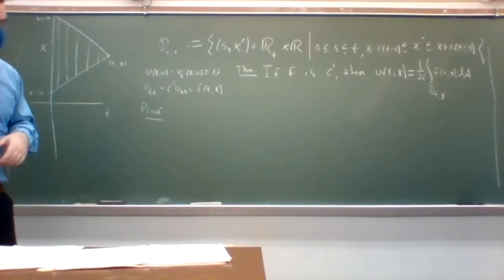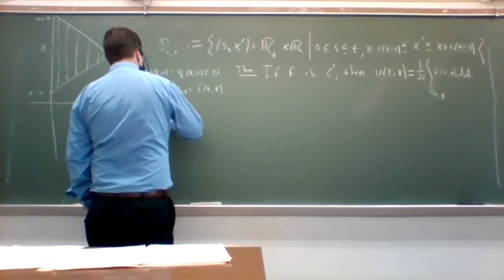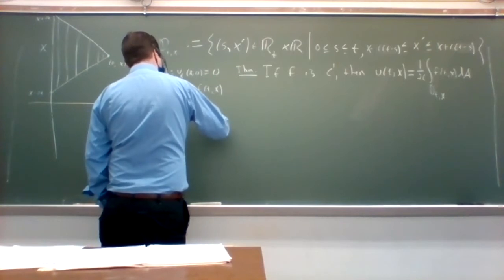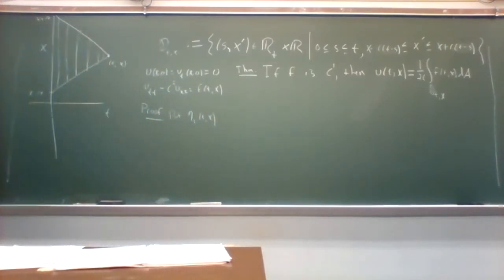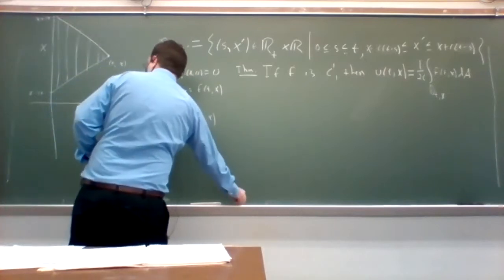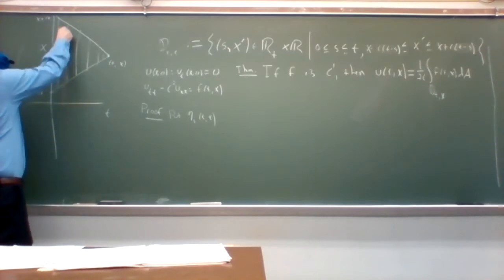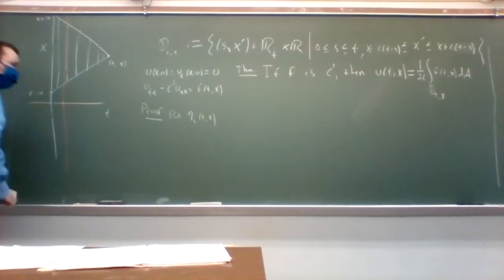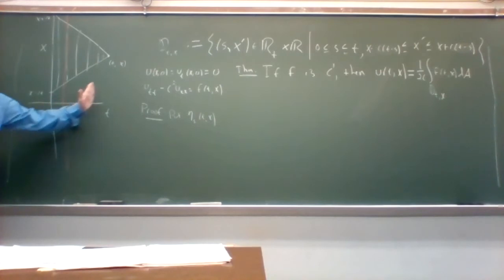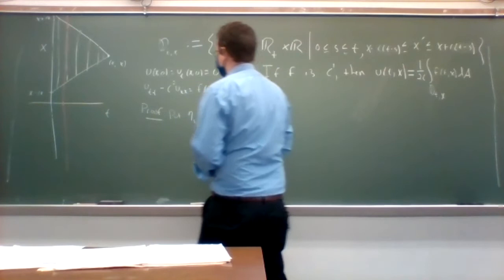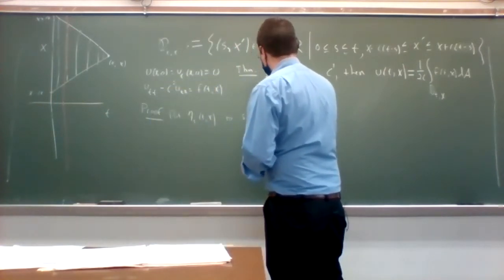So the first thing you want to do is define this function eta sub s of (t,x) to be what? You take some s bigger than 0, and now solve the wave equation starting from s and moving forward. So this is going to solve the wave equation.